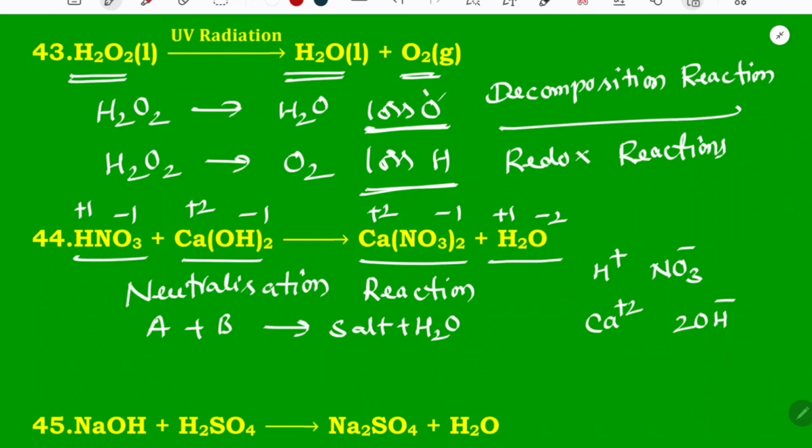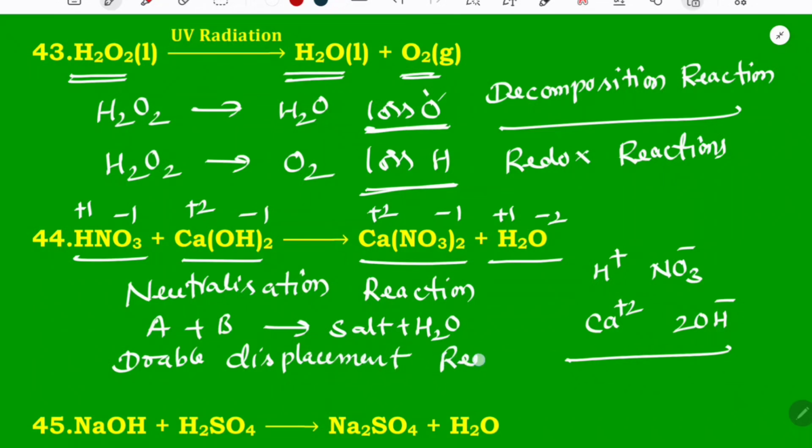So here what happens? Exchange of ions takes place 2 times. So that's why it is called a double displacement reaction. It is a neutralization reaction as well as a double displacement reaction. Why? Because here mutual exchange of ions takes place.